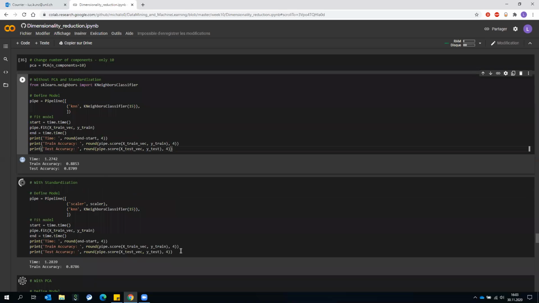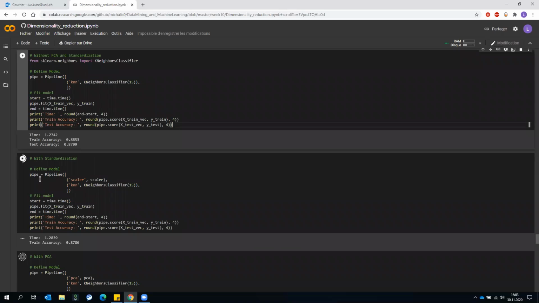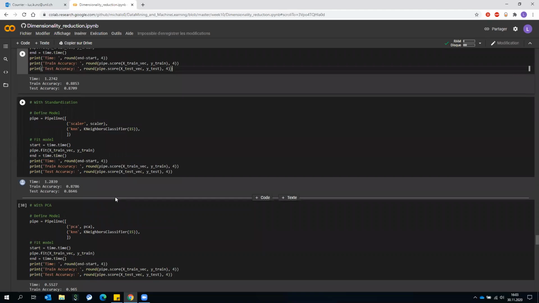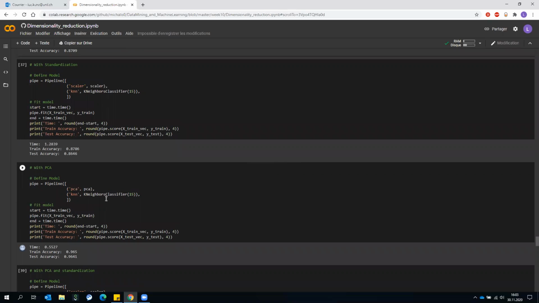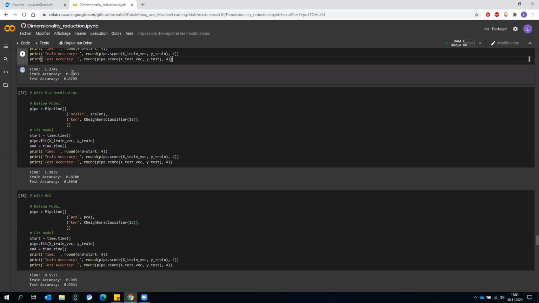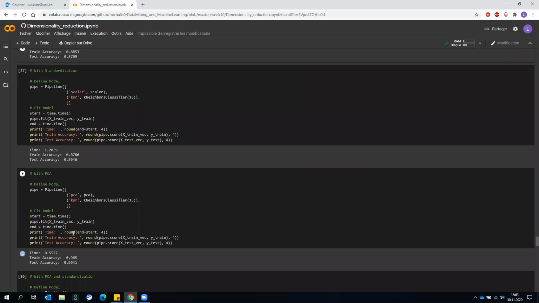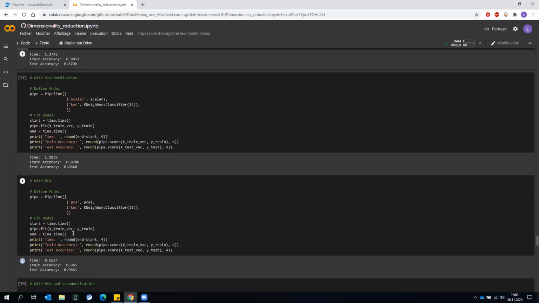And if we use standardization, it has not completed running yet, but we can see that the time is almost the same. So now it's done, and the accuracy is even lower. So standardization is not helpful in this case. And here it's becoming interesting, because we can see that with PCA and only 10 components, we improve the accuracy by almost 10 percentage points, with a time that is also divided by more than 2.